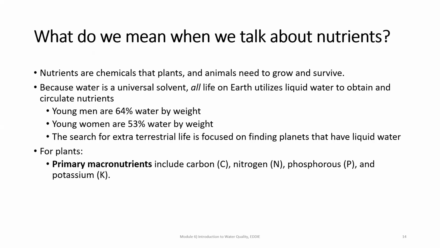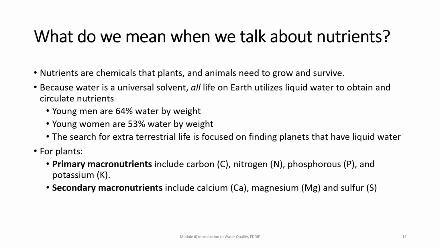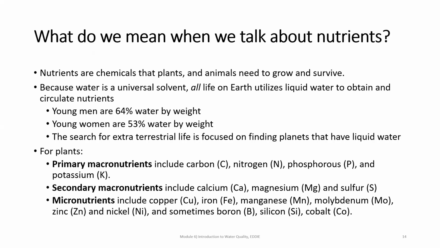For plants, we might focus on primary macronutrients. These would be things like carbon, nitrogen, phosphorus, and potassium. These are nutrients that plants absolutely need to survive. Secondary macronutrients would be calcium and magnesium and sulfur. Micronutrients might be copper, iron, manganese, zinc, nickel, molybdenum, boron, silicon, and cobalt. All of these occur in a much smaller amount, but they are still important for aspects of plant growth.